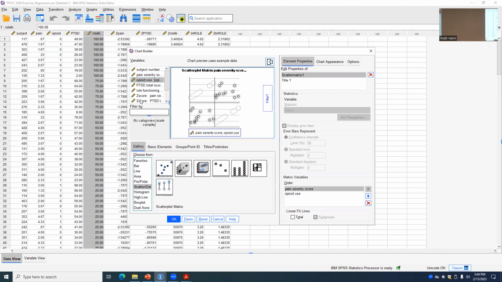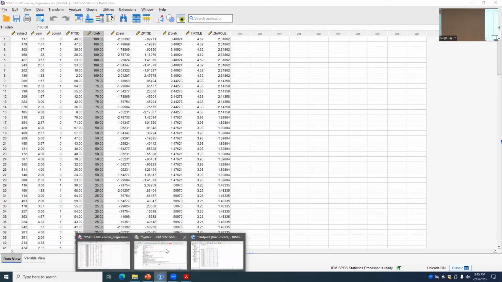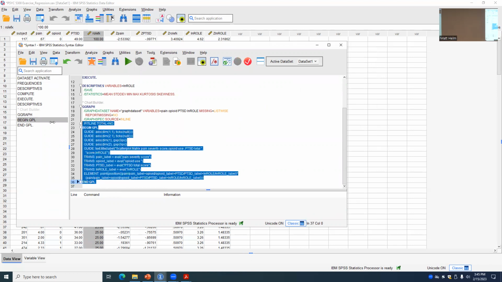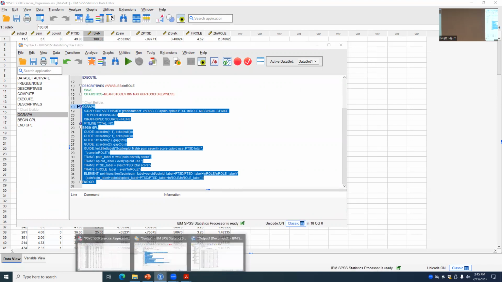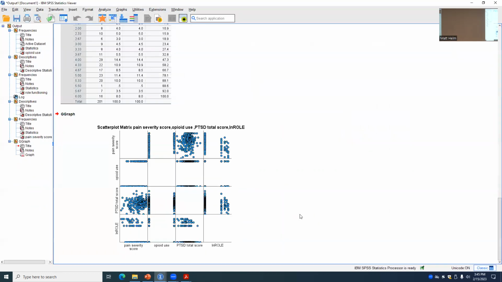So I've got pain severity, opiate use, PTSD, and role functioning in here. We'll just put them all in there. Okay, I'm going to go ahead and hit paste. The plot command is massive, but go through and run it, which gives us our graph.